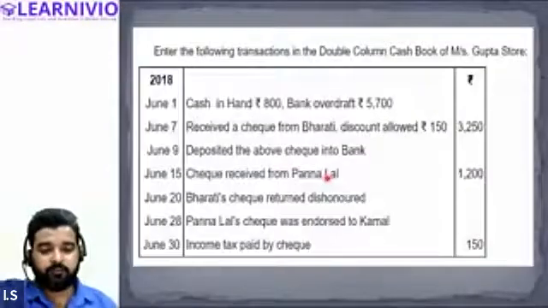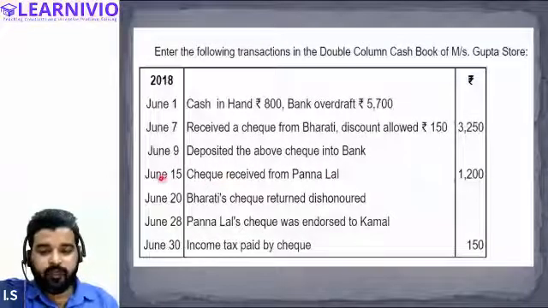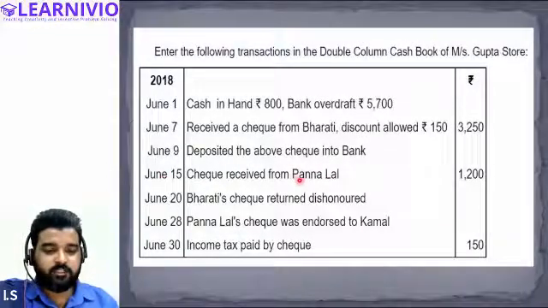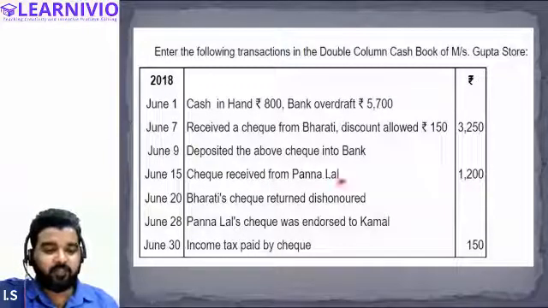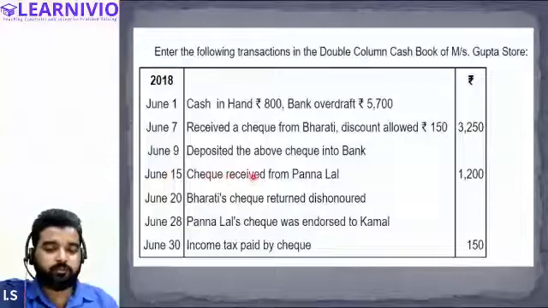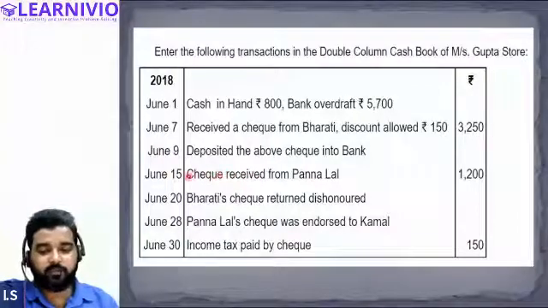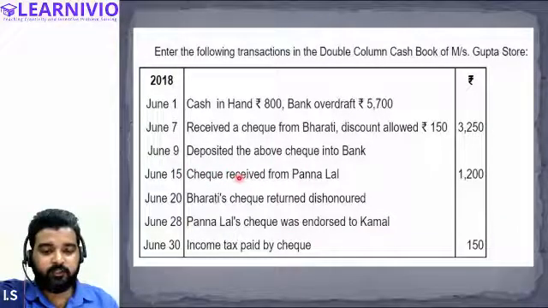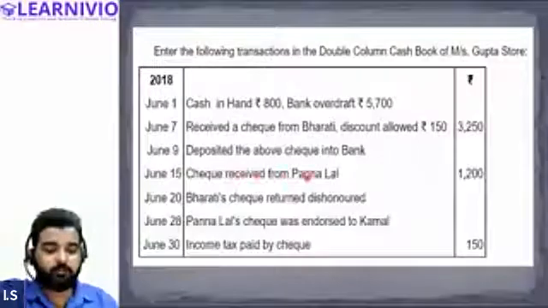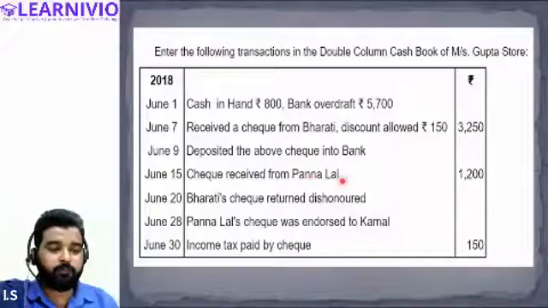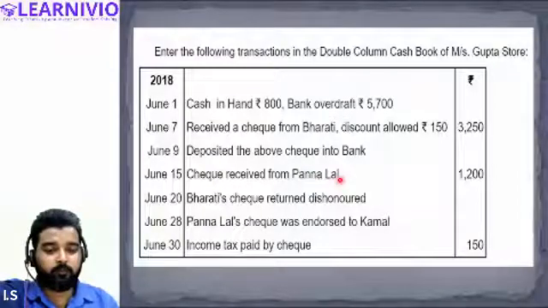After that, on 15 June, we have a check received from Pannalal. Check received from Pannalal, how much? 1200. All right. Because we have just received the check from Pannalal, there will be no recording of this particular transaction. The transaction on June 15, check received from Pannalal, will not be recorded in either the cash column or the bank column.